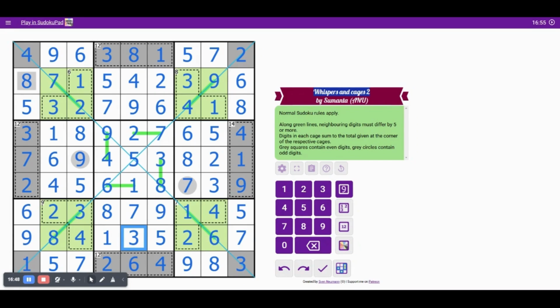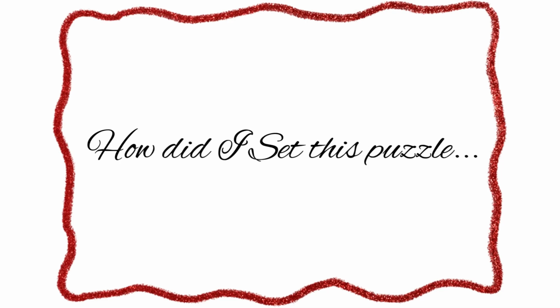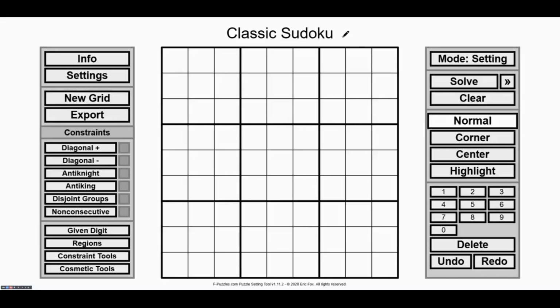So next I'll go to how I set this Sudoku. For that I have to change the tab and go to Egg Puzzle. I make most of my Sudokus in Egg Puzzle. So let's go to Egg Puzzle. Welcome back again. Now I'll show how I have set this puzzle.